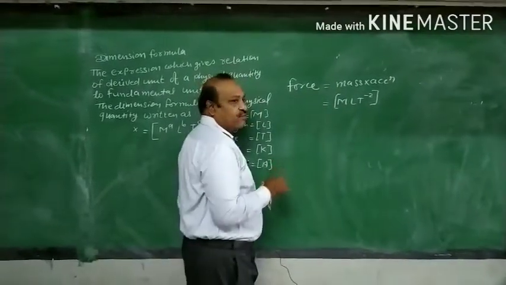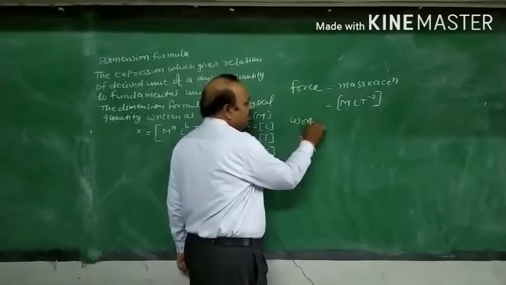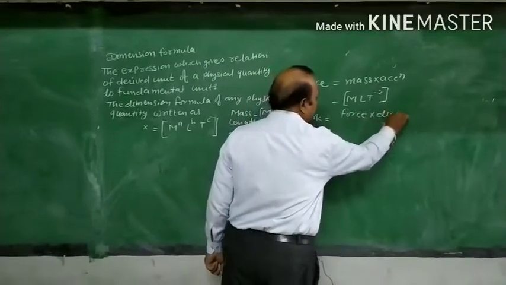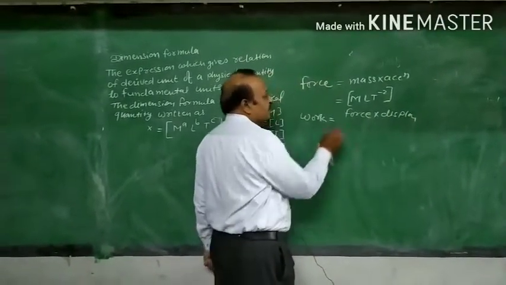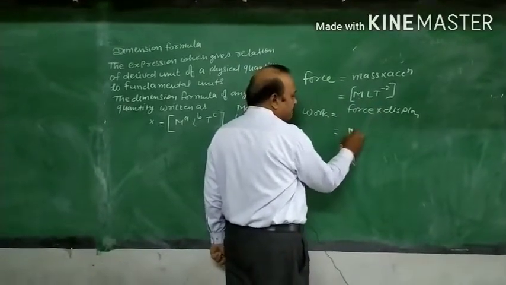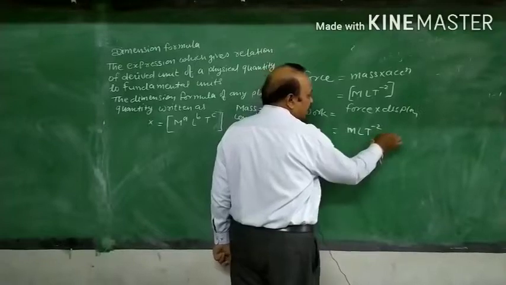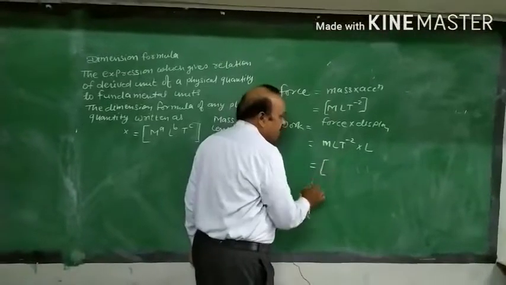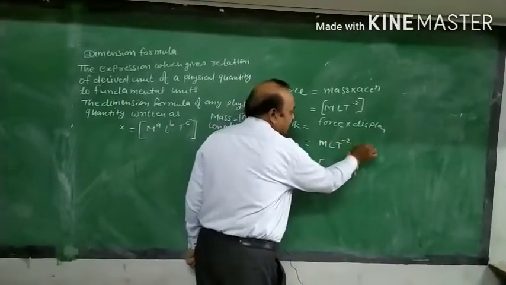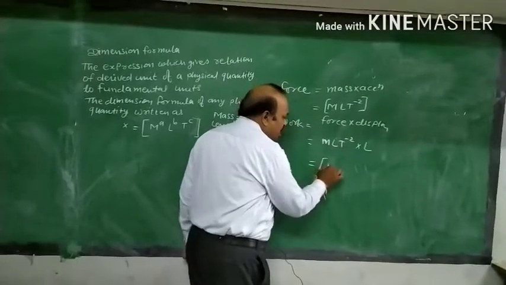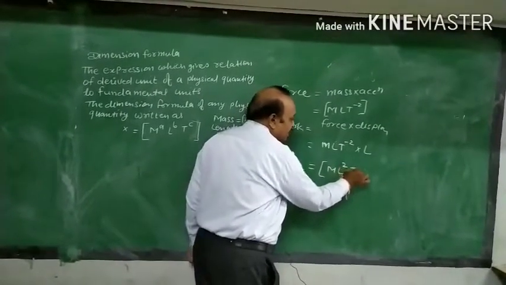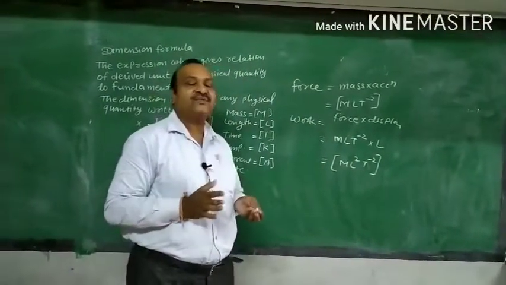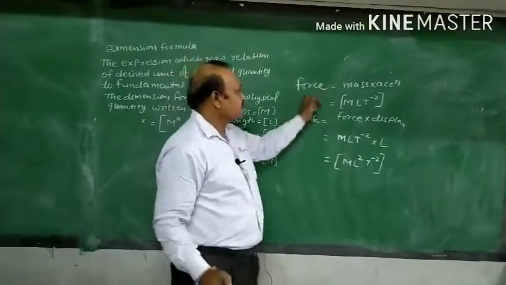In a similar way, we find the formula of work. Work is equal to force into displacement. What is the dimension formula of force? M L T to the power minus 2. And what is the dimension formula of displacement? It is L. We get the dimension formula of work, L to the power 1 into L to the power 1, 1 plus 1 is 2, M L square T to the power minus 2. In this way, we find the dimension formula of any physical quantity if we know its formula.